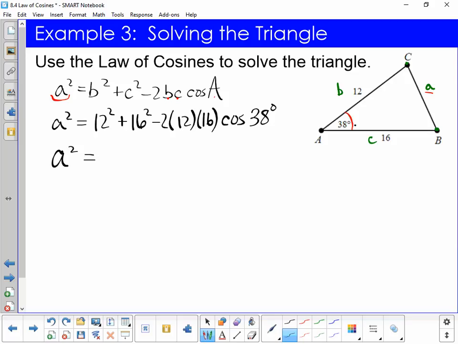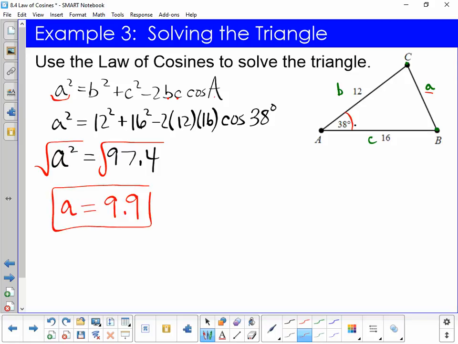Just putting it in my calculator, and I find that A squared is 97.4. And if we take the square root, it's 9.9. I feel like that's the one we already did, silly. Okay, I'm going to label that on the triangle, 9.9. Okay, at this point, if I want to continue solving, I now have this pair I could use.